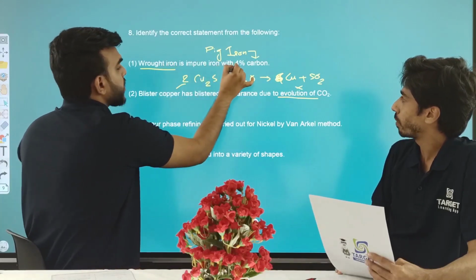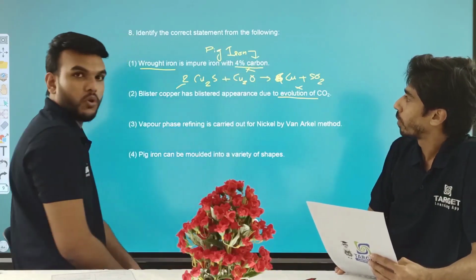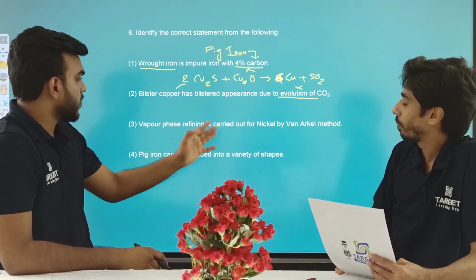I gave you the concept. Wrought iron is not 4% carbon. This is also wrong. Wrought iron is the purest form of iron. Okay, so we can go to the next one.